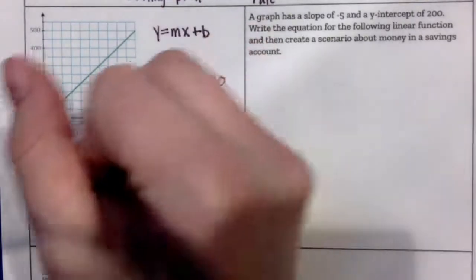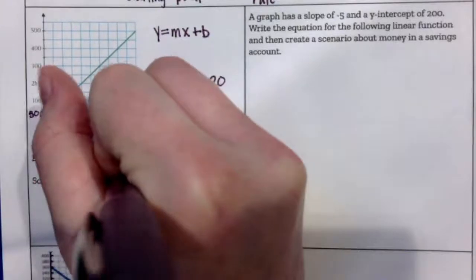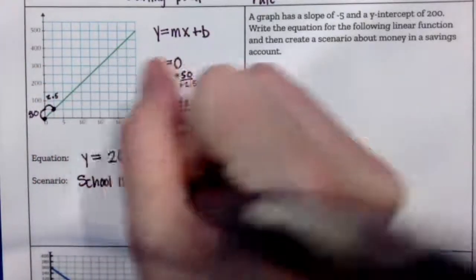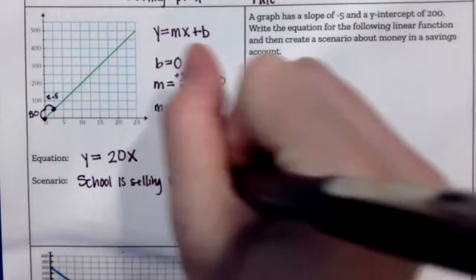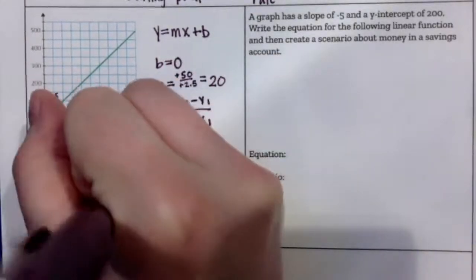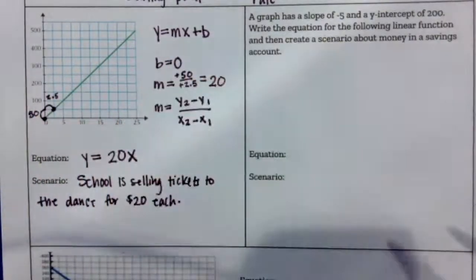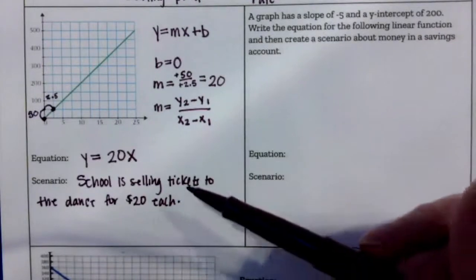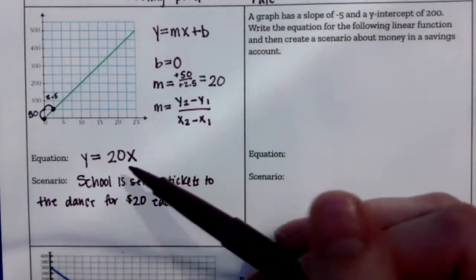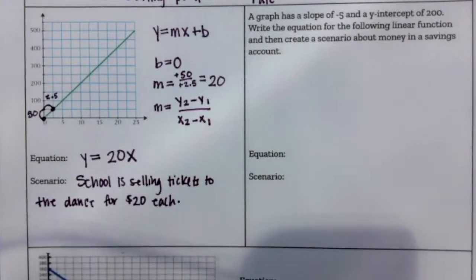So I'm going to say that school is selling tickets to the dance for $20 each. So that makes sense. They would start with $0, and then every person who buys a ticket, x, it's going to be making $20. Now you can go ahead and pause it if you need any of this work, and then we'll continue with that second problem.